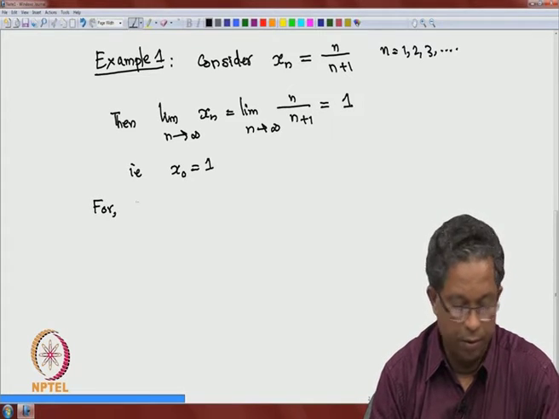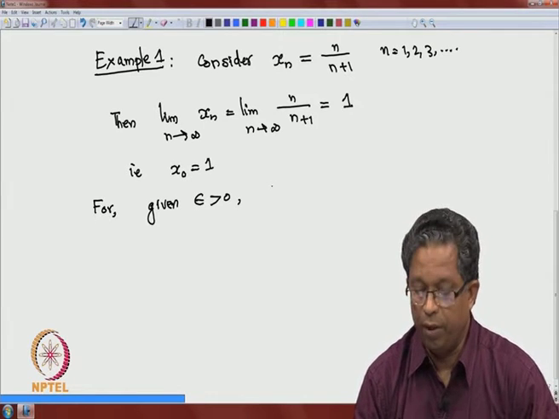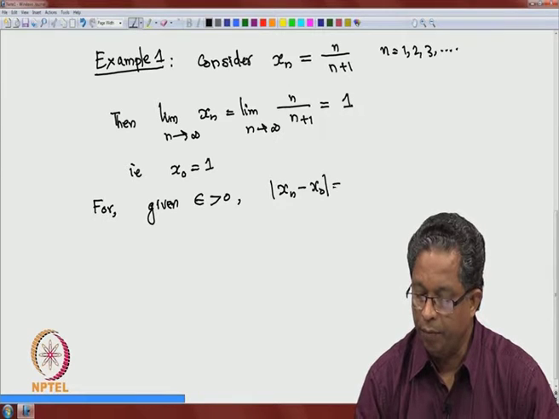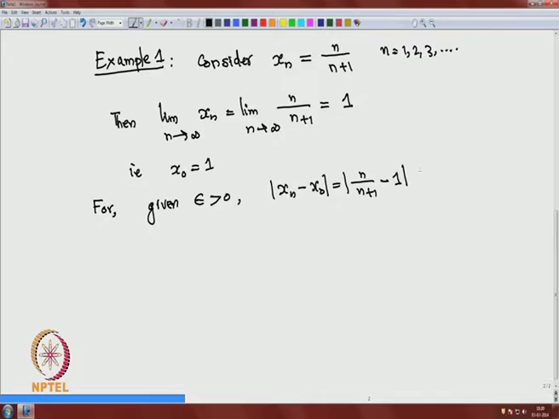So, given epsilon greater than 0. What are we looking for? We are looking for xn minus x0, which in our case is n by n plus 1 minus 1. We are looking for the situation that this difference is less than epsilon for a large capital N. So, we need to find a capital N such that for all n greater than that N, this difference is less than epsilon. Let us consider n by n plus 1 minus 1; just by simplifying it, since n is positive, this is 1 by n plus 1.